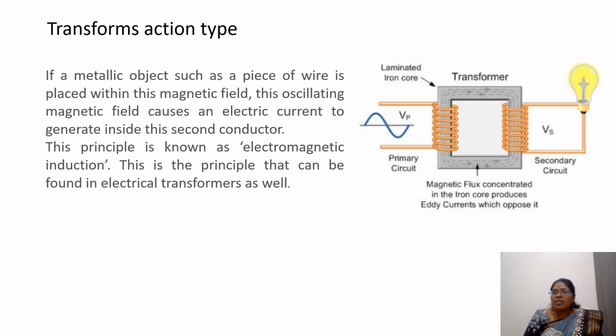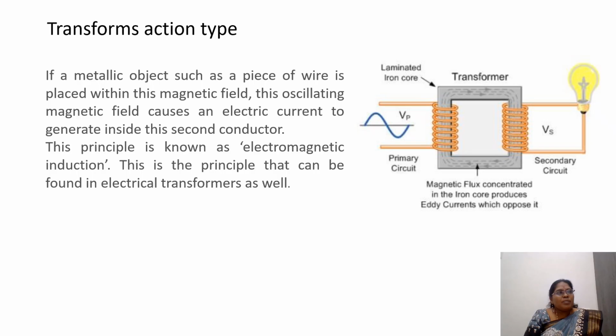If only one coil is wound on the iron core and in the secondary coil you have a bulb, due to magnetic induction, what will happen? The secondary coil, due to the oscillating of the magnetic field, produces some electric current and makes this bulb glow. This we call electromagnetic induction. This principle is used in all the transformers.